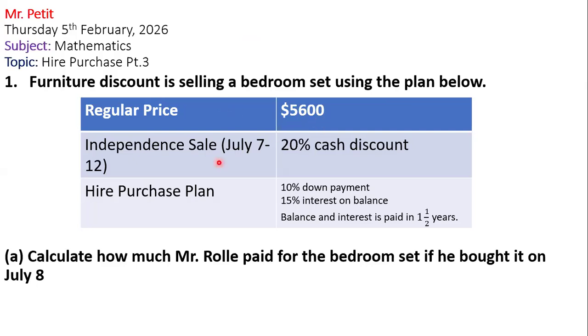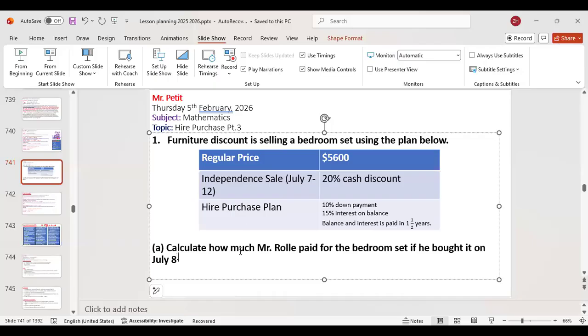Okay. So A says calculate how much Mr. Roll paid for the bedroom set if he bought it on July 8th. Now, if he bought it on July 8th, that means he paid for it in cash, right? And so how are we going to figure out how much Mr. Roll paid for the bedroom set? What would we do to figure that out? Any idea?